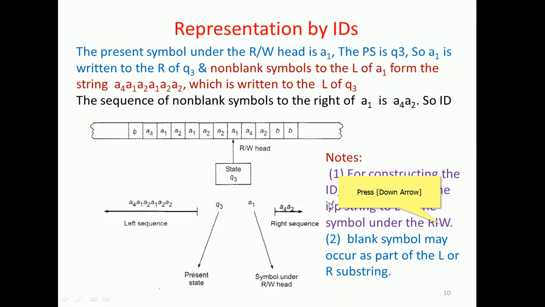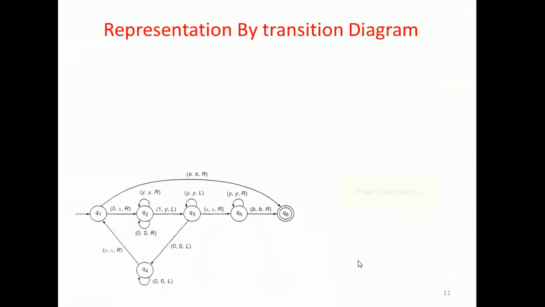So the blank symbol may occur as a part of the left or right substring. Having understood this ID description, the subsequent one is the transition diagram. A mechanism such as the transition diagram, transition graph, or state diagram is going to be practiced to describe the Turing machine model.